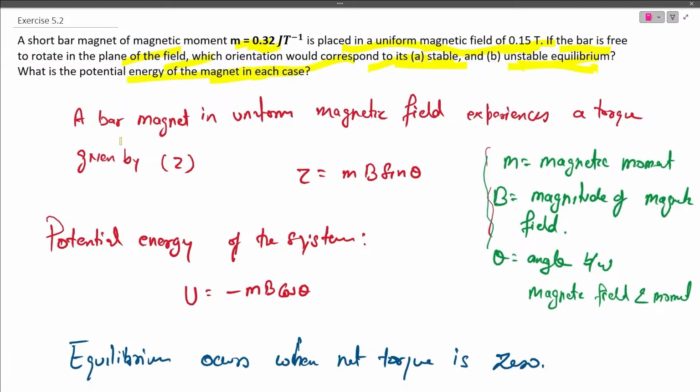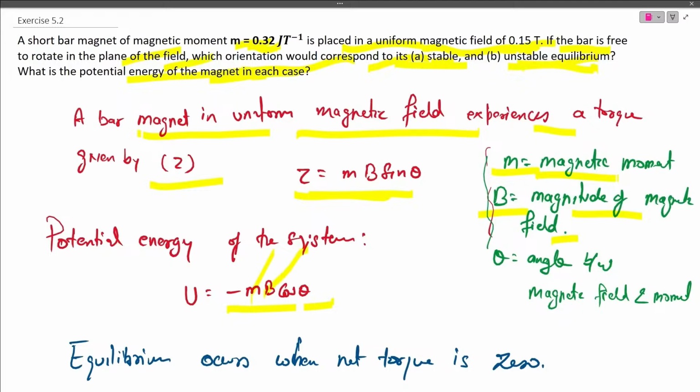Now we know that a bar magnet in uniform magnetic field experiences a torque given by tau equals mB sin theta, where m is the magnetic moment and B is the magnitude of magnetic field, and theta is the angle between magnetic moment and the magnetic field. And potential energy of the system is defined as minus mB cos theta, where m, B and theta mean the same.